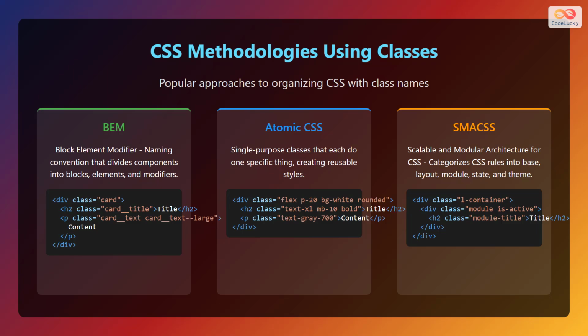Next is scalable and modular architecture for CSS, or SMACSS. This categorizes CSS rules into base, layout, module, state, and theme. Here are some examples. In BEM, we see class names like card__title and card__text--large, showing the block element modifier structure. In atomic CSS, class names like flex, p-20, and bg-white each represent a single style. In SMACSS, class names like l-container, module, and module-title categorize the CSS rules.